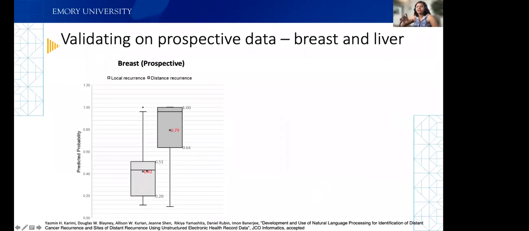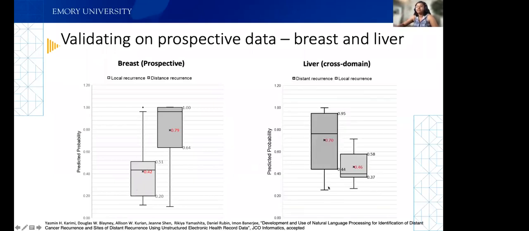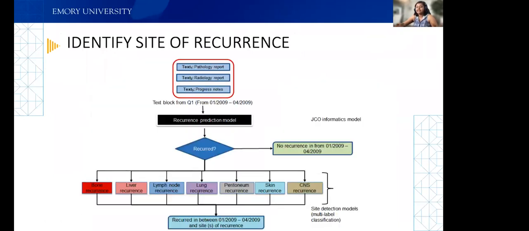The model can even understand that that language actually represents the local recurrence compared to the distant recurrence. Again, for the liver, we have a similar finding: even if the model is not trained on local recurrence, the model can easily identify the local recurrence. So we just extend the model to also identify the site of recurrence.